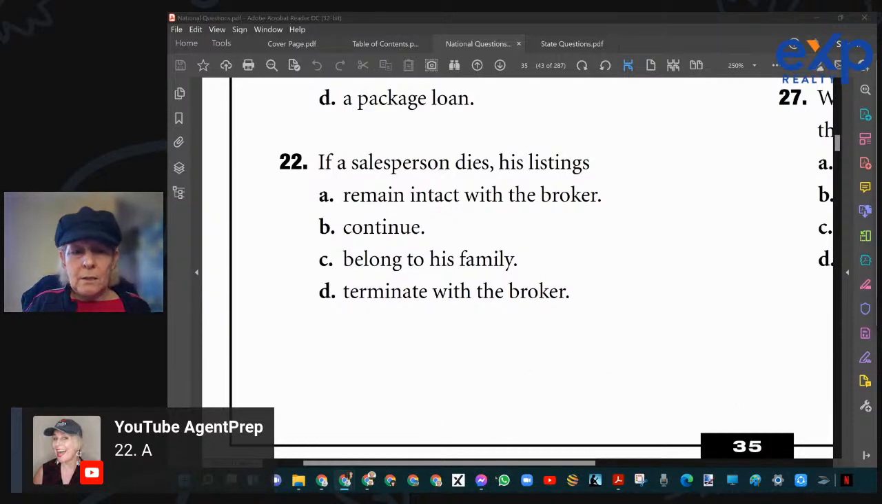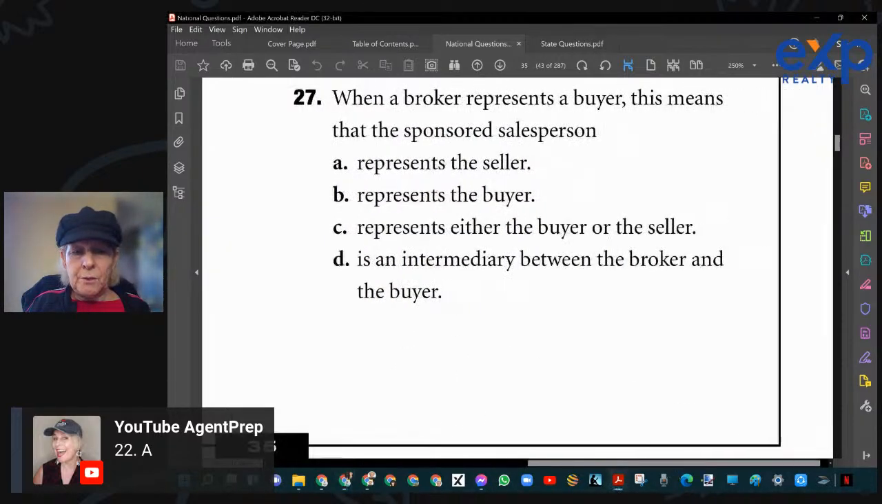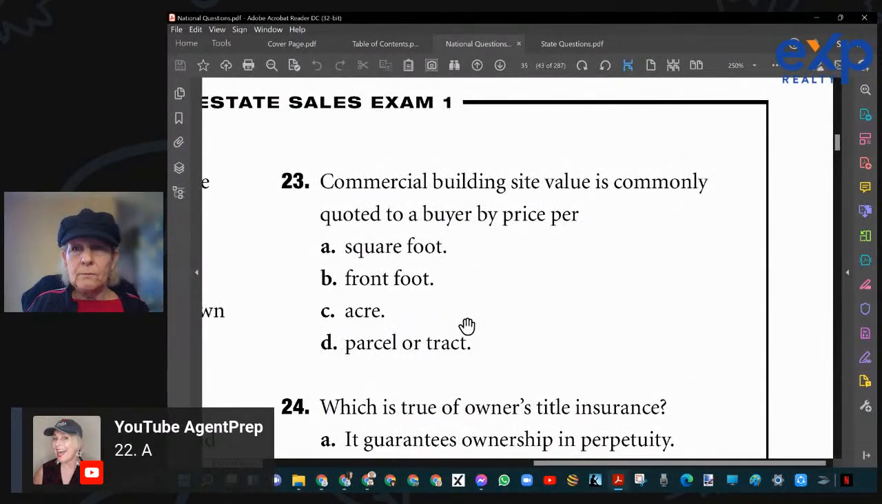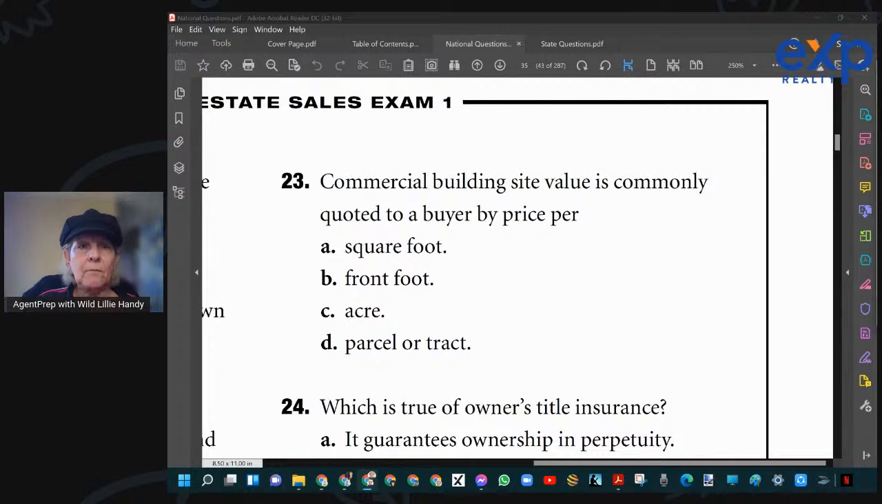Very good. All right, number 23. Commercial building site value is commonly quoted to a buyer by price per A, square foot, B, front foot, C, acre, or D, parcel or tract. Commercial building site value. How are they usually quoted? So far, I have A's.